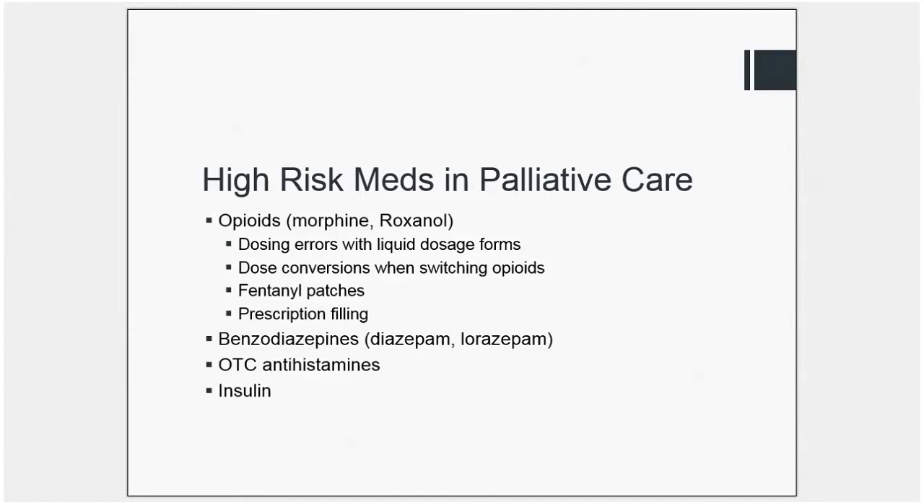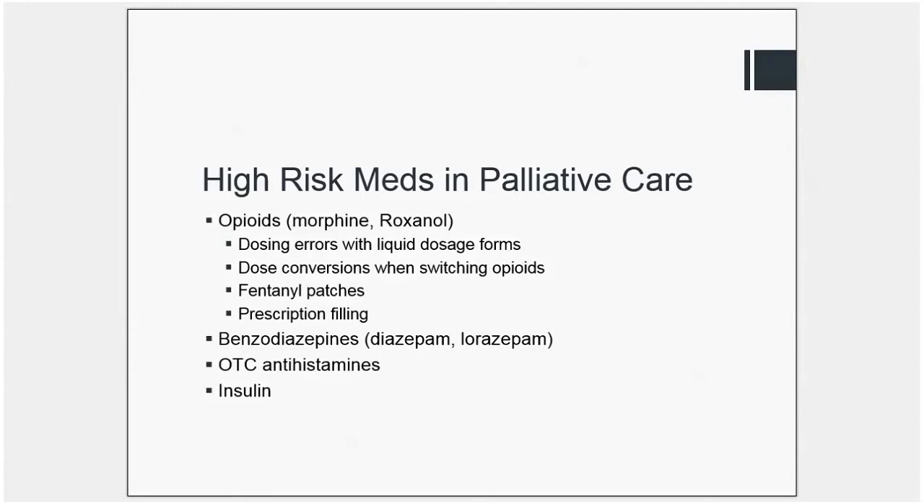For example, with liquid dosage forms, there's a great deal more risk for error with dosing because it requires the patient or the caregiver to measure out the actual dose. Also, it's relatively common for patients in this population to be changed from one opioid product to another, and that leads to potential problems with overdosing or underdosing.